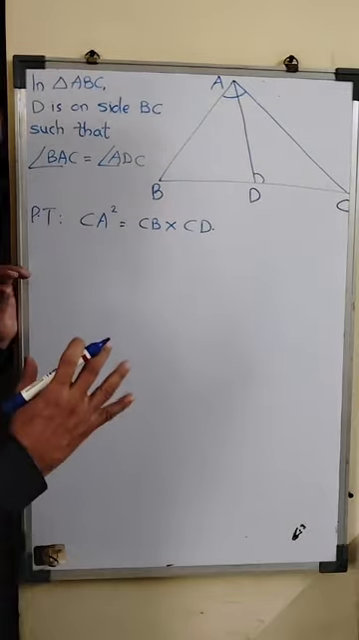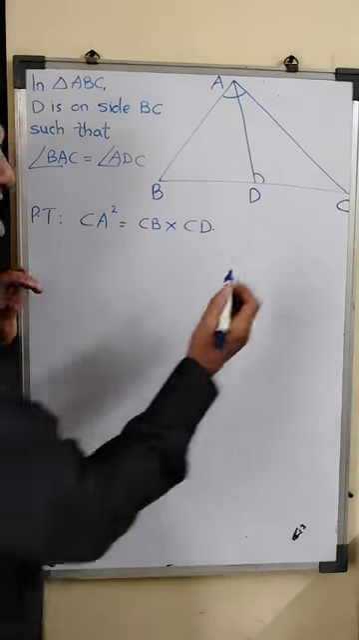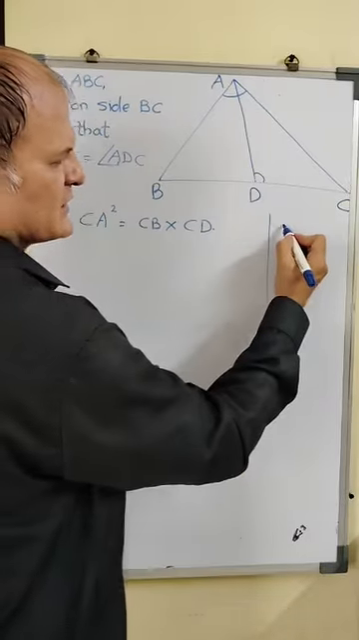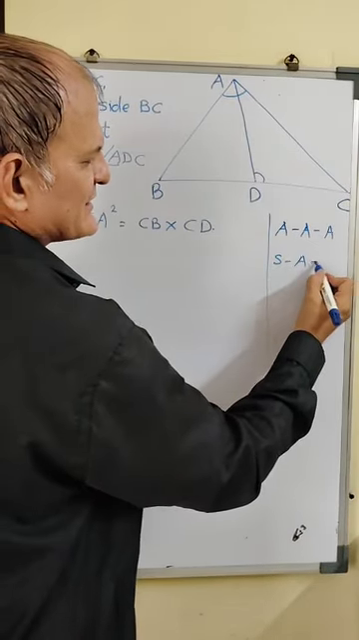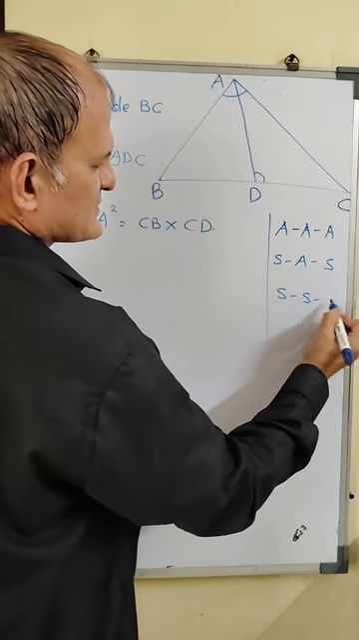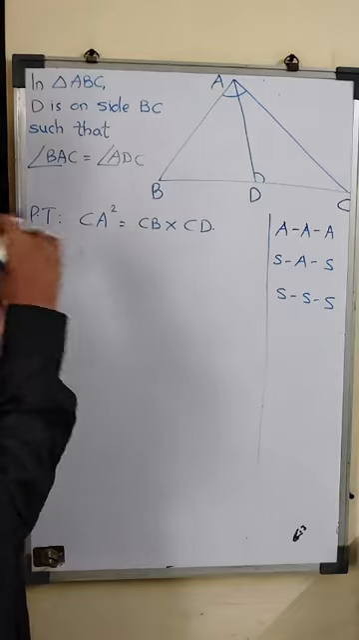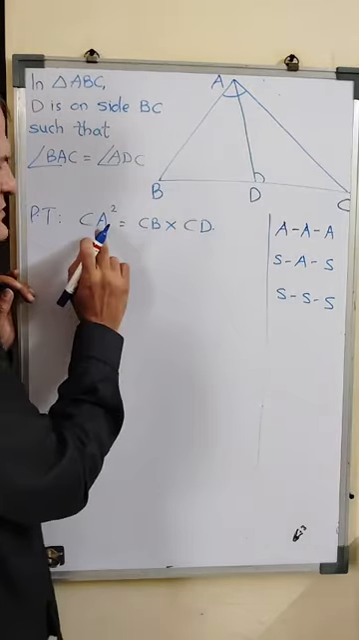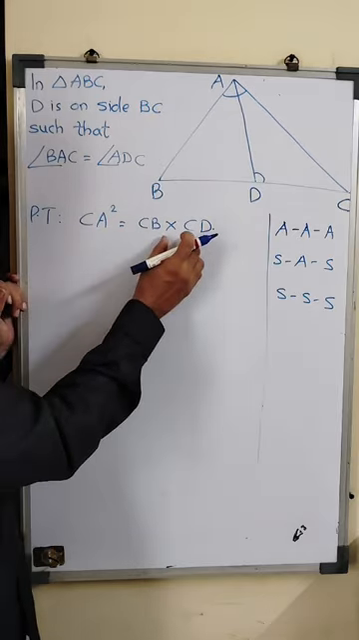Okay, this question is based on similarity. We know that there are three tests for similarity. One is AAA, another one is SAS, and the third one is SSS. Depending on the situation, we can prove this statement, that is CA square is equal to CB into CD.